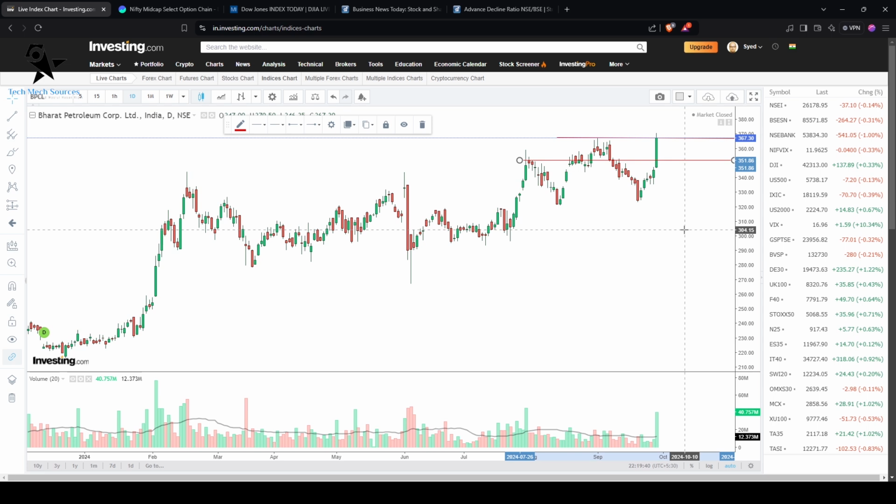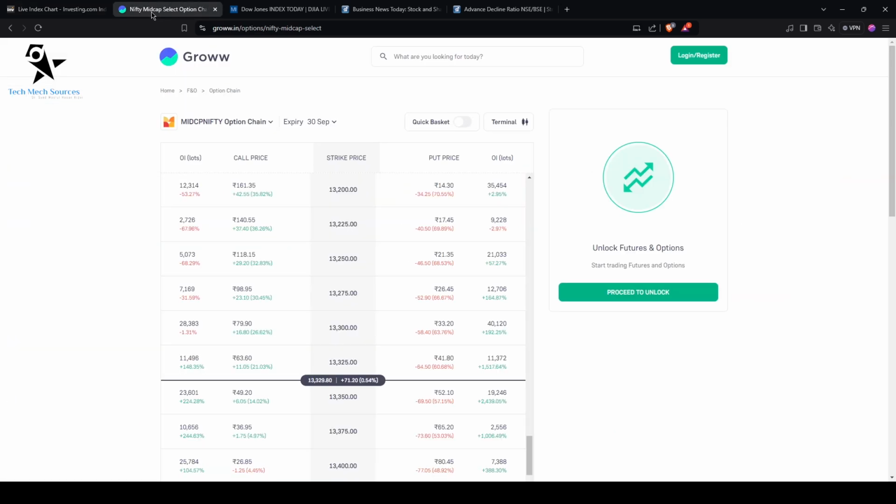This is 351. Okay, 351 is the next support. What about the next one? If it goes further down, what is the probability of going down and what is the support? 337, 338, right? So 352, around 350, 367. These are the levels for BPCL.